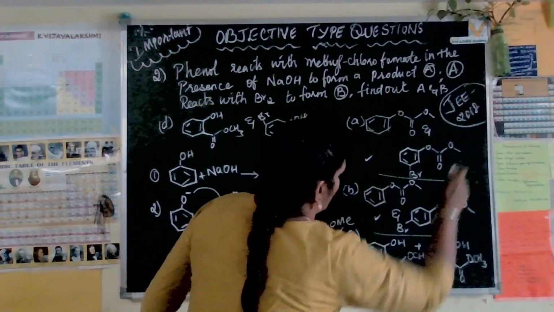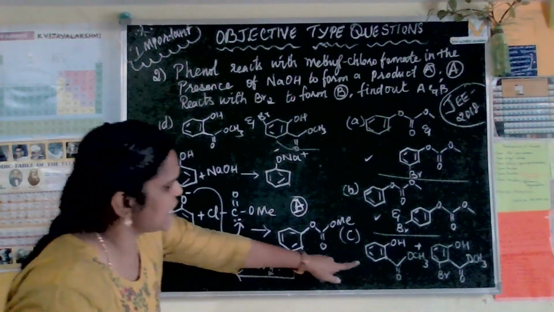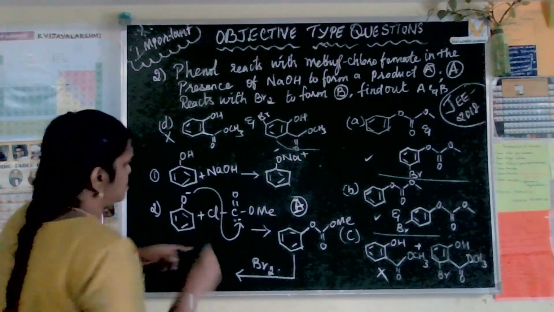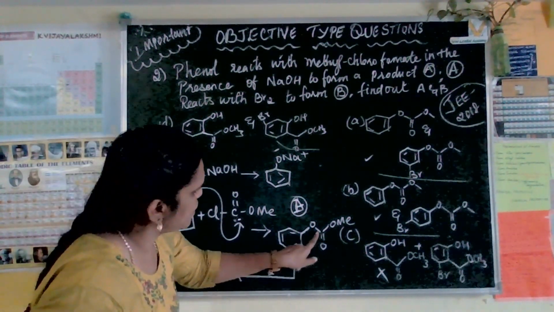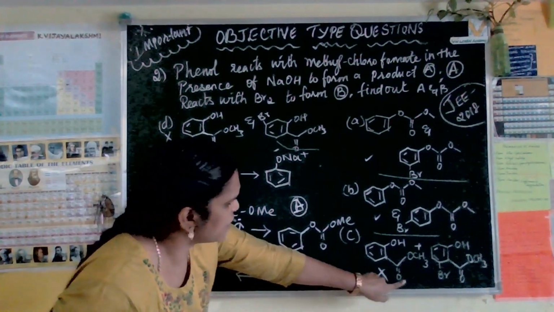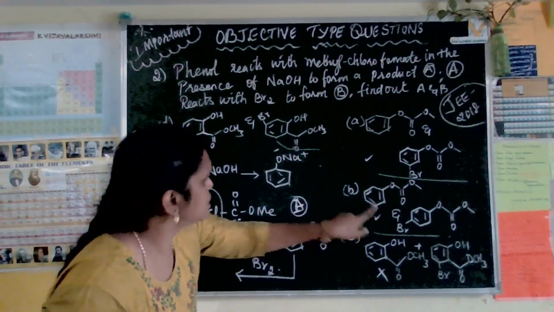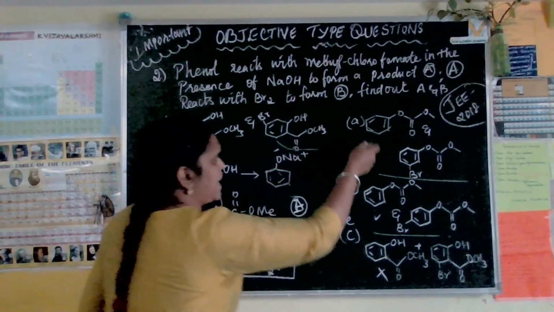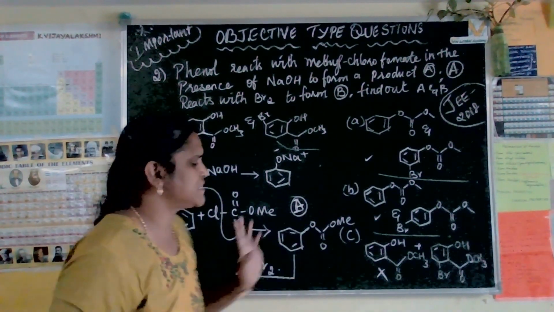But the second one, let us see. Whereas C, you are not getting the C option and D option. Why? Because we got this compound only. We did not get this compound. Naturally C and D will not be correct. So A and B we will check whether they are correct or not.